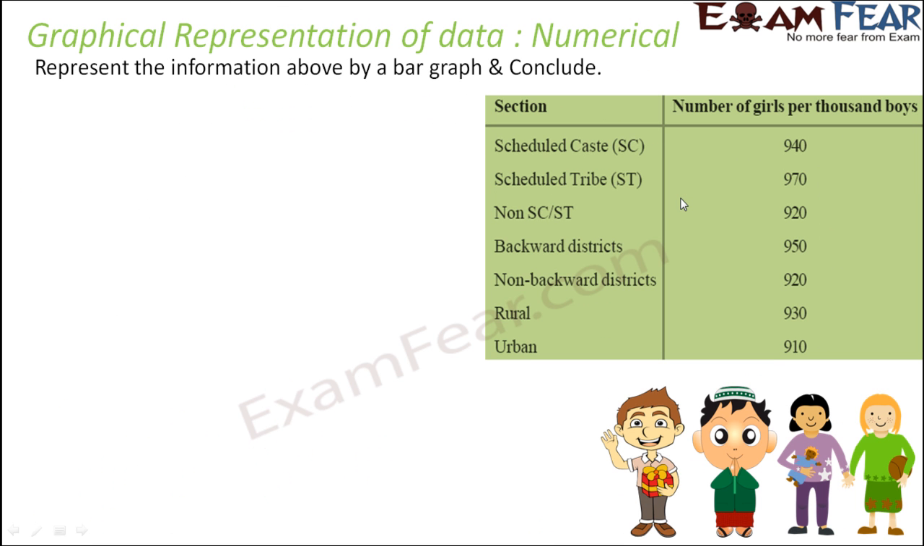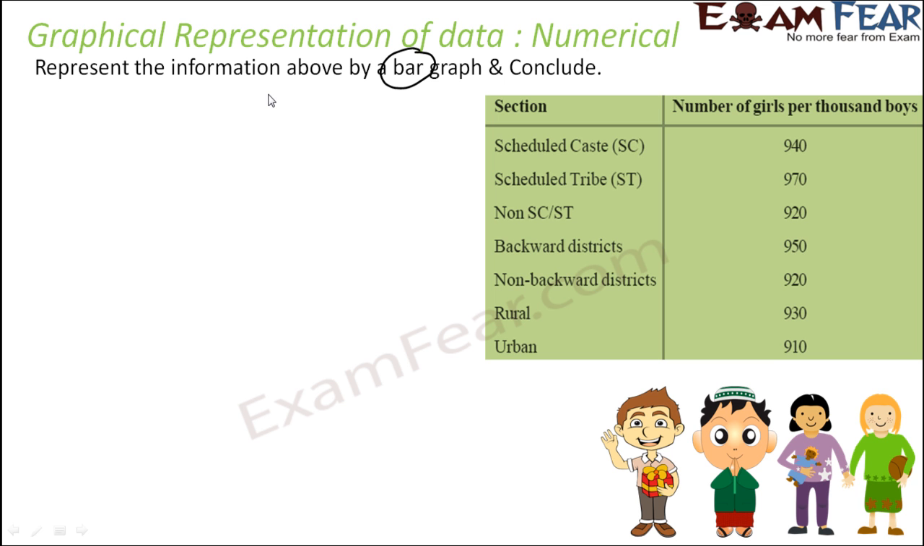One more similar question: represent this data graphically. Here we have been given the number of girls per 1000 boys in different sections of society. Scheduled caste, 940 girls per 1000 boys. Scheduled tribe, 970. Non-SCST, 920. Backward district, 950. Non-backward district, 920. Rural, 930. And urban, 910. We have to represent this by a bar graph.